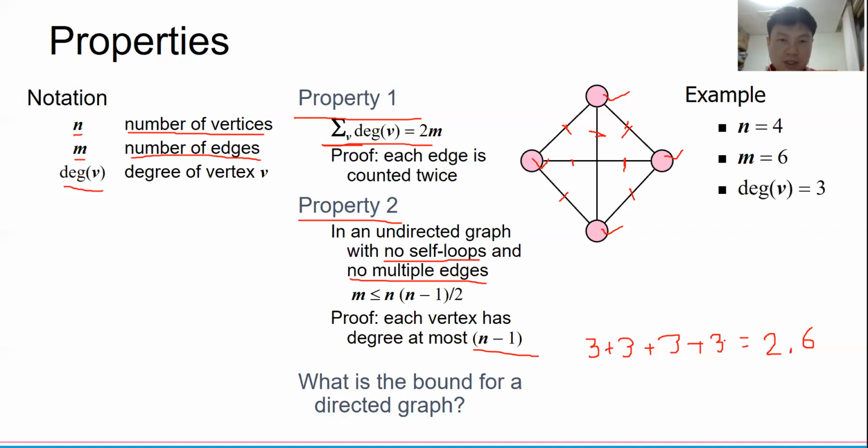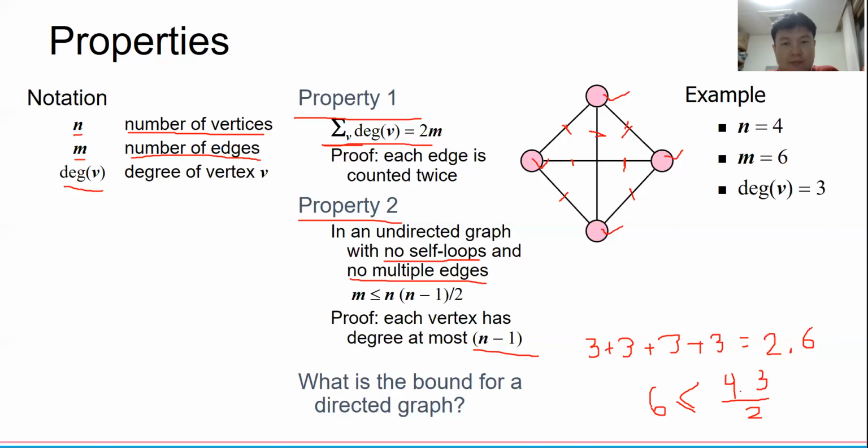The second property is for an undirected graph. We will have m, which is less than or equal to n multiplied by n minus 1 divided by 2. So in this case, we have n equals 4. Okay, 4 multiplied by 3 divided by 2 means 6. It should be greater than or equal to m. M is 6, so yeah, it satisfies the property.